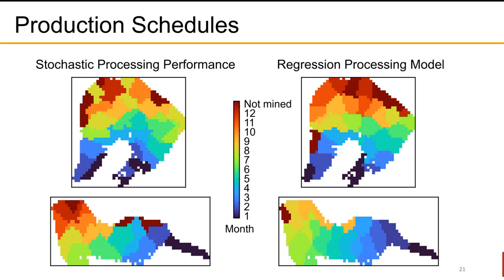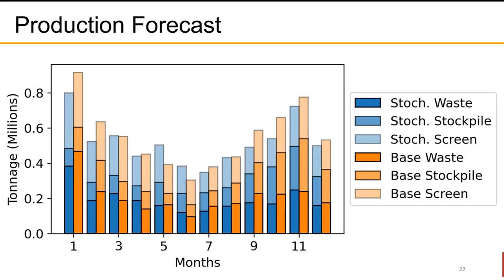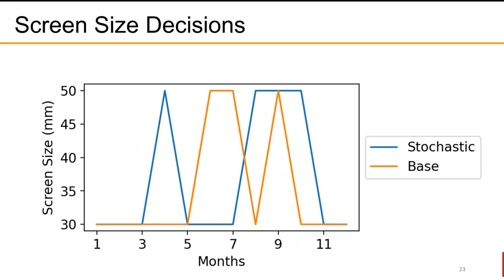They have chosen different extraction sequences for the 12 months, and we'll look in more detail at where those differences will have effects. Here we can see the material that's being scheduled to go to 2 different destinations in our 12 months. So we have material going to the waste dump, the stockpile, and then straight to the screen, for each of our 2 schedules. Again, we can see that they are different. So how will this impact our results?